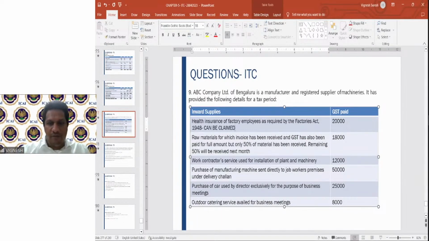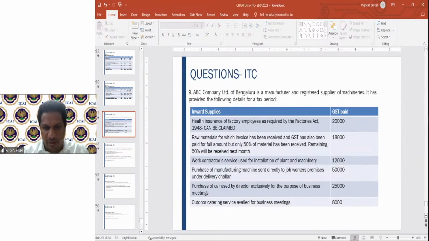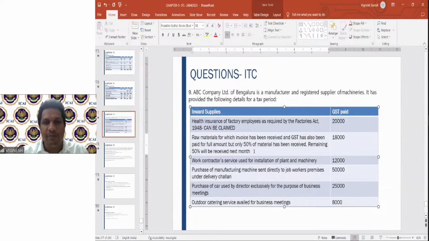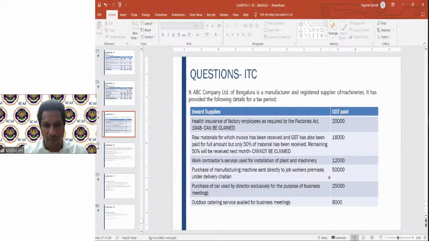Raw materials on which invoice is issued, 50% only has come, other 50% has not come. Please bear in mind, don't get confused. ITC can be claimed only on receipt of the entire lots. Don't think 18,000 is there, you receive 50% means you can claim 9,000. You cannot claim anything. Cannot be claimed. You can claim only on receipt of the entire lots of the raw material.